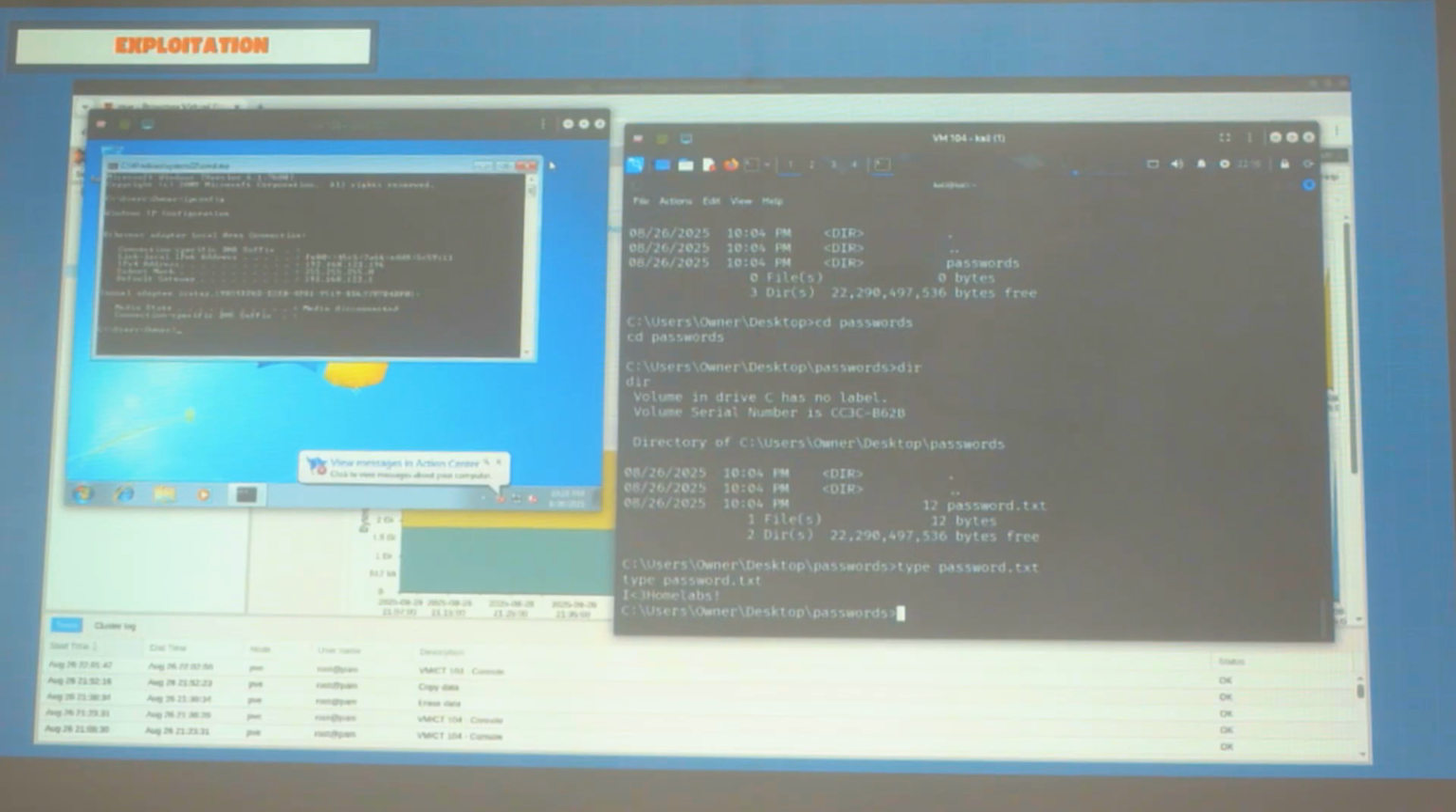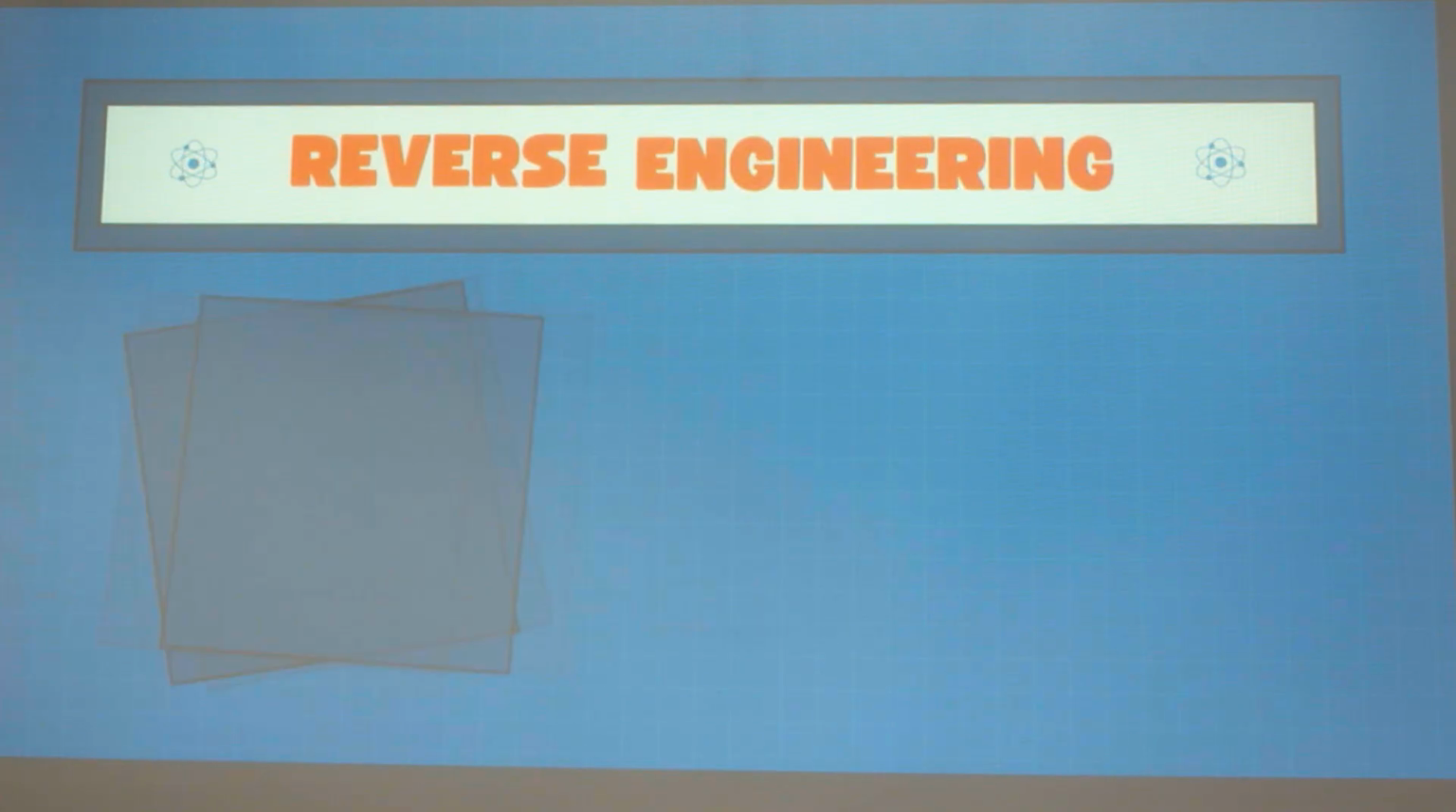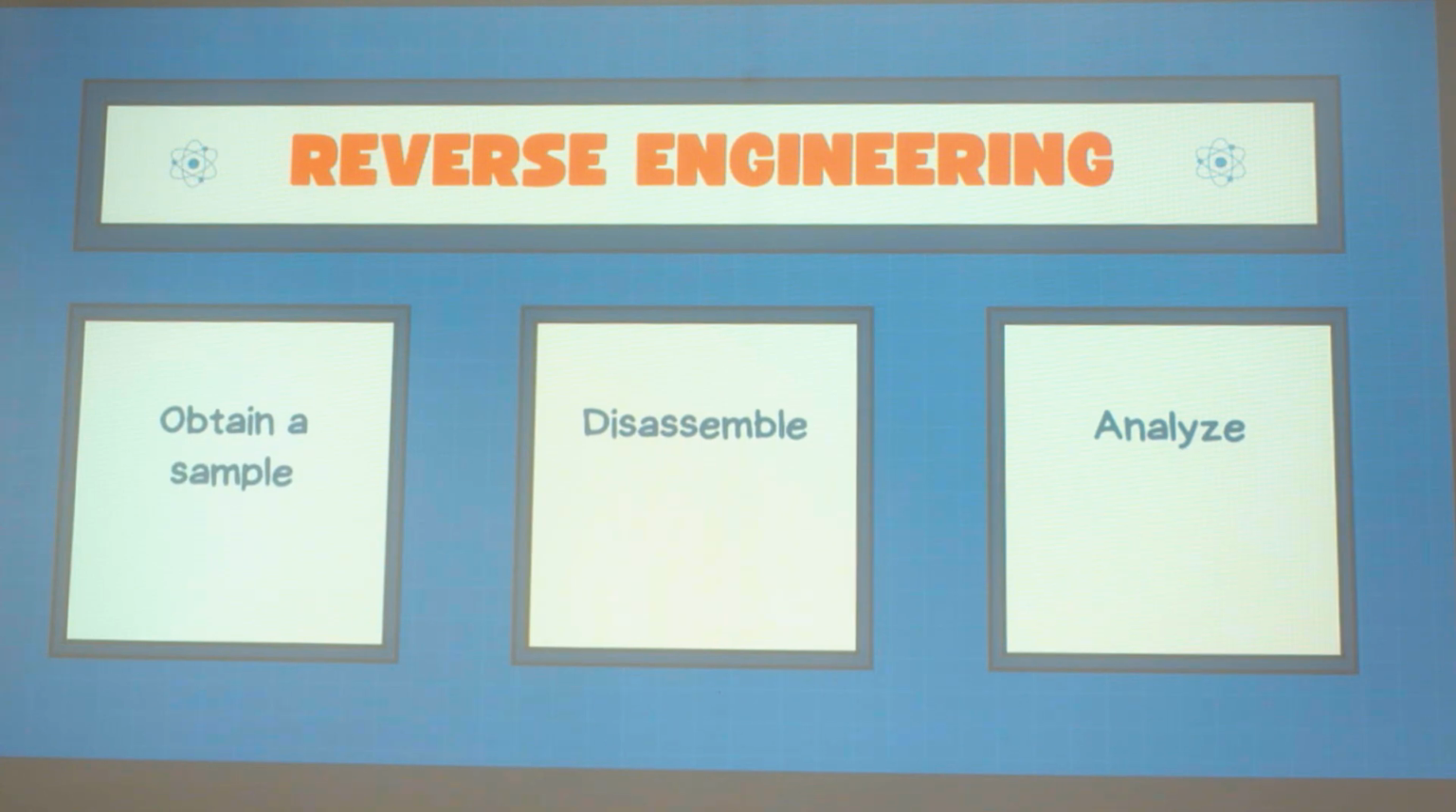Okay, the next exercise we'll talk about is reverse engineering. So the steps we're going to go through here are obtaining a sample, disassembling it, and then analyzing it. I'm not a reverse engineer, so for those of you that are, I'm sorry, this is extremely rudimentary because I didn't really know what I was doing. But that's why we home lab, right?